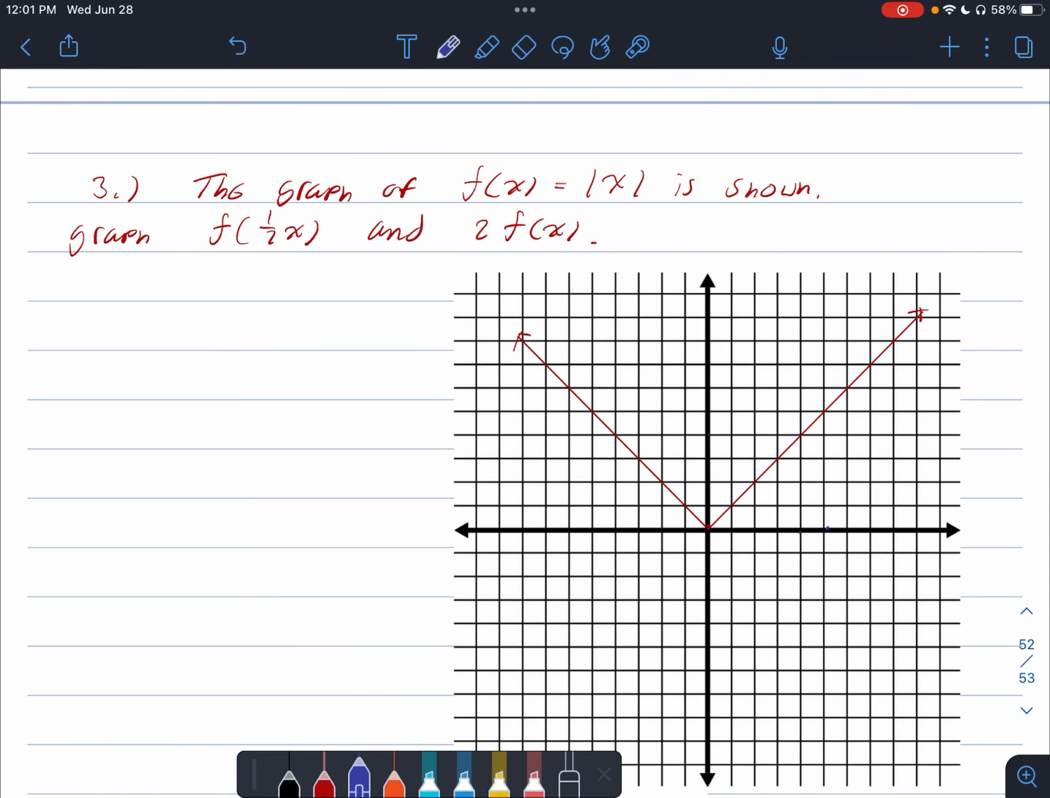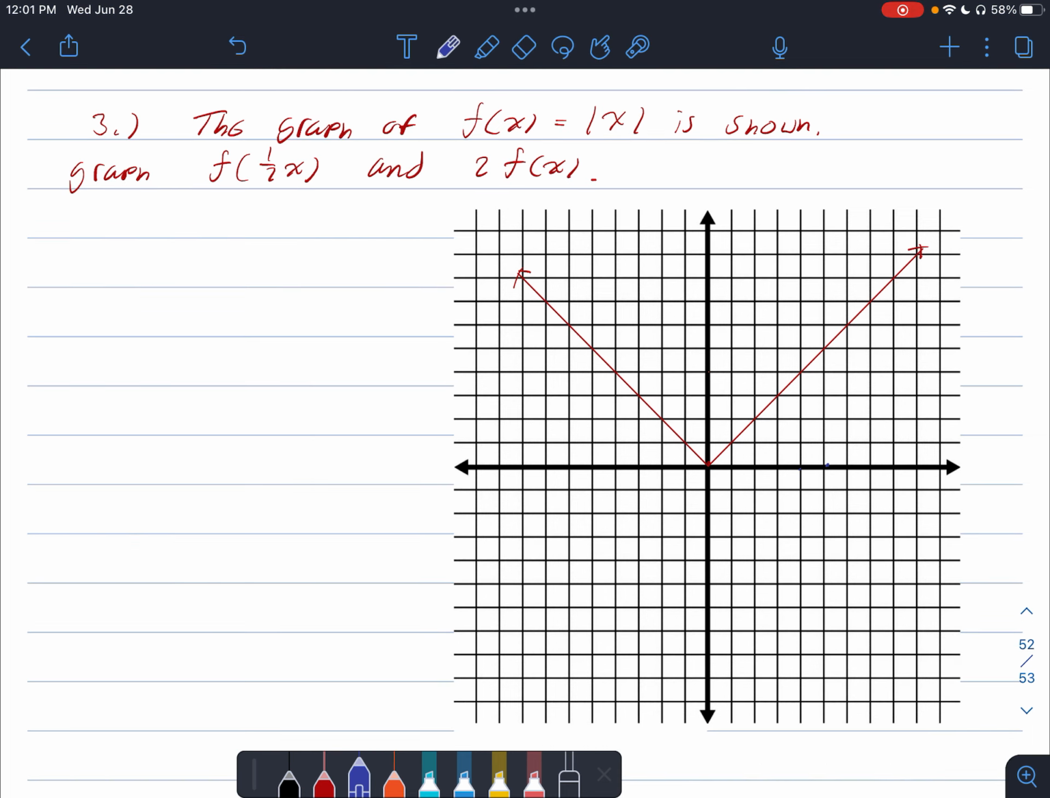Okay, the graph of f of x equals the absolute value of x is shown here. And we want to graph f of 1/2 x and also 2 times f of x, and just see what happens if we do this, okay? You have some problems in your homework that ask you to do some similar things here, so hopefully this will be of some help, okay? So let's do a little point chart here. So we'll do x, and we'll do f of 1/2 x, which is equal to the absolute value of 1/2 x. Okay? Write this a little neater.